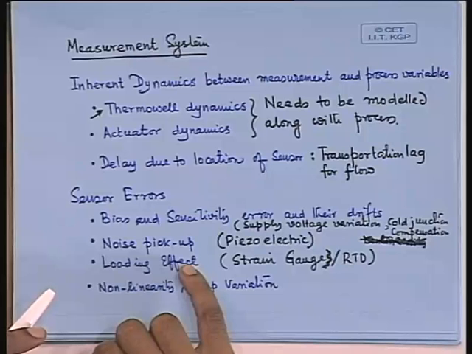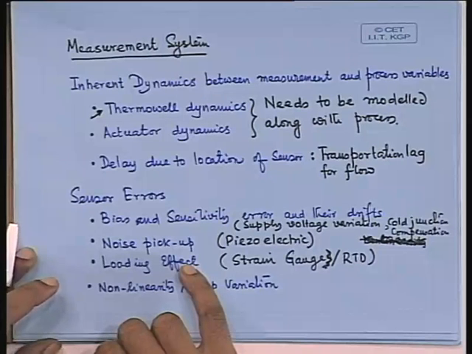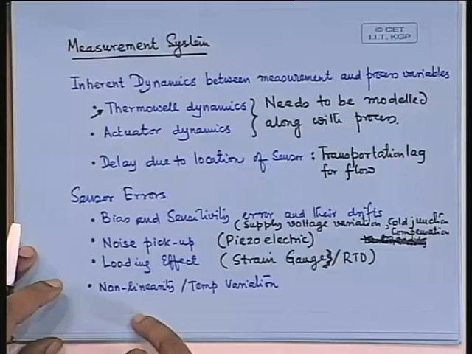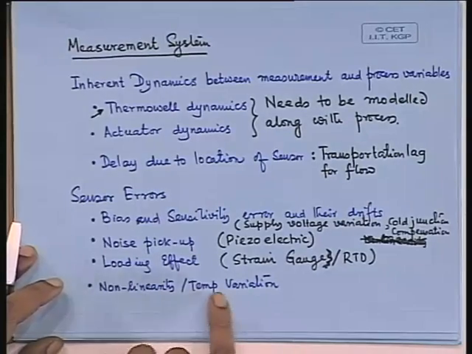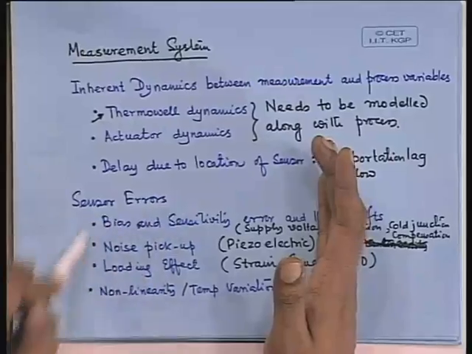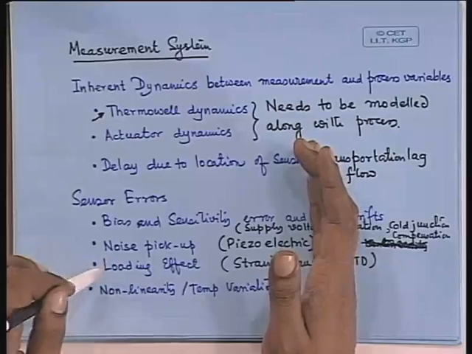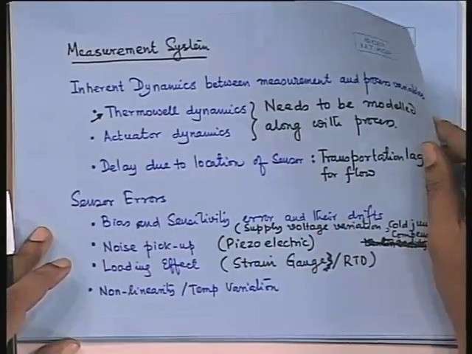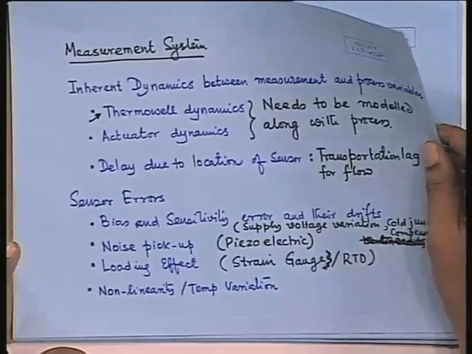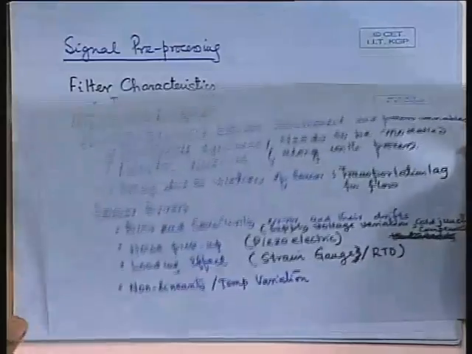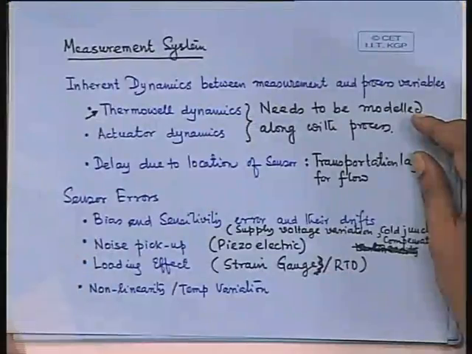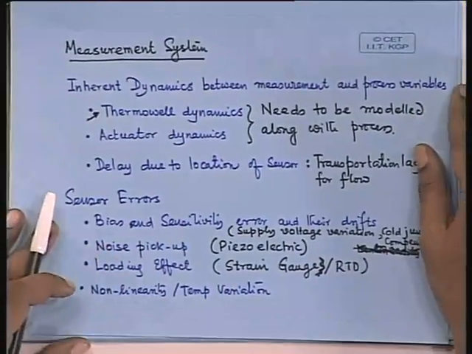Loading effects. Sensor readings can change significantly due to loading effects, and there can be non-linearities, or there can be ambient variations, temperature variation. Typically instrument characteristics depend on temperature variation. So you must be aware that the data you are using might have these kinds of errors creep in from the sensor. You must correct for them in pre-processing. So first of all, you must know them.